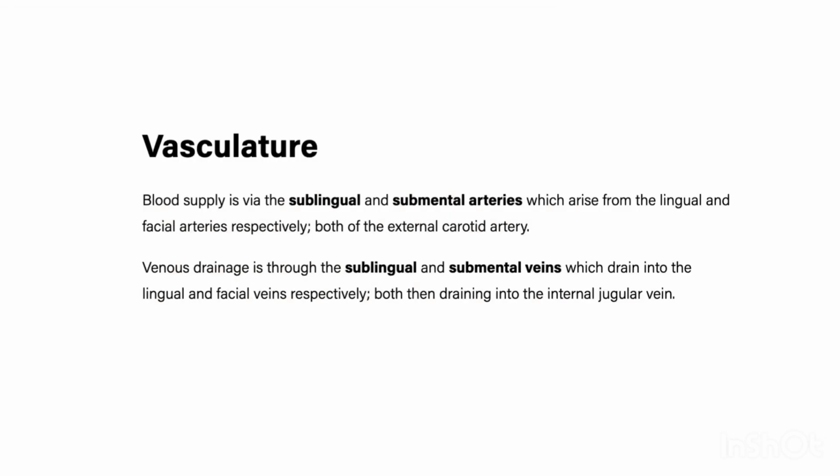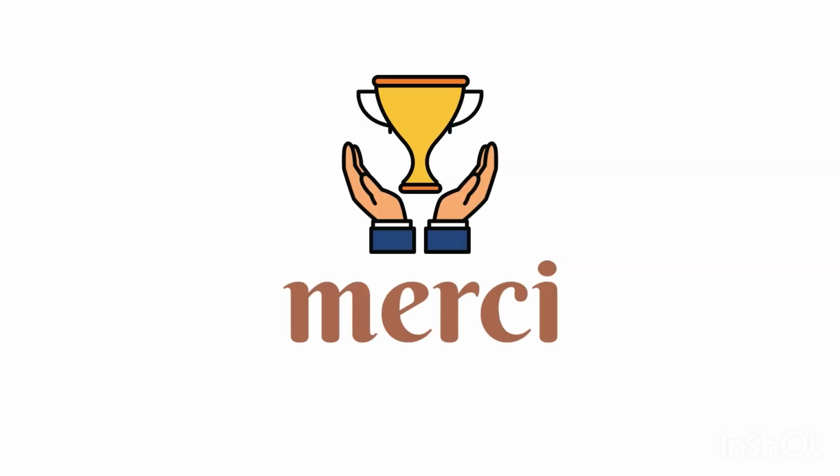Okay. So talking about the vasculature, the blood supply is via the sublingual, which is a branch of the lingual artery, and the submental, which is a branch of the facial artery, both of which are branches of the external carotid artery. Venous drainage is through the same sublingual and submental veins, which ultimately drain into the lingual and facial veins, and that will drain into the internal jugular vein. That's it for all the major salivary glands.